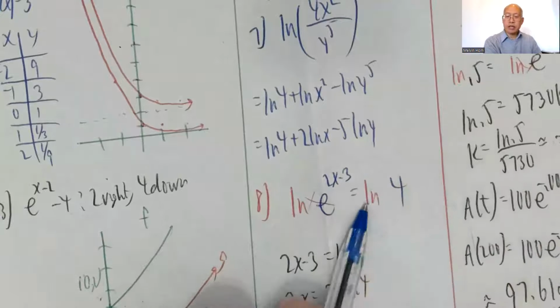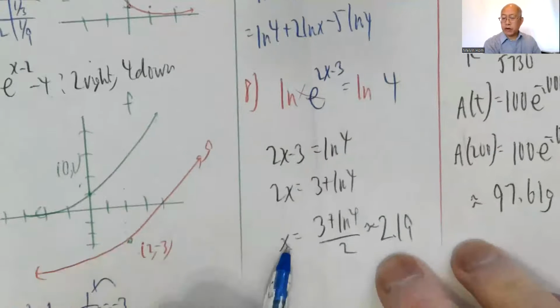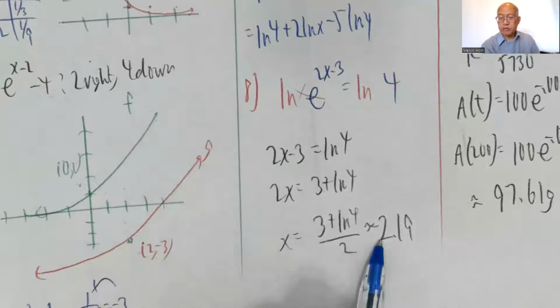So ln here, ln and e cancel out. 2x minus 3 equals ln 4. Add 3, divide by 2. So x is 3 plus natural log of 4, all divided by 2. Punch it in your calculator, it's about 2.19.